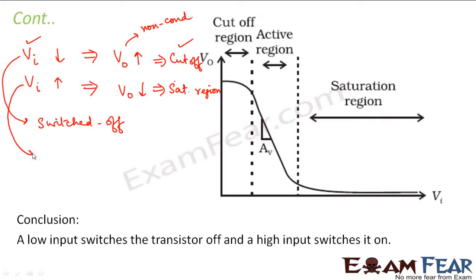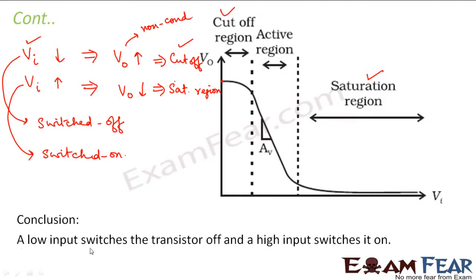Now look at the saturation region. When the input voltage is very high, the output voltage is very less, right? Now in this case the current is high, because in the cutoff region there was no current, but in this case it is the saturation current, that means the maximum value of current. So now the transistor is conducting and it is said to be switched on. So a transistor can behave like a switch only in the cutoff region or saturation region and not in the active region.